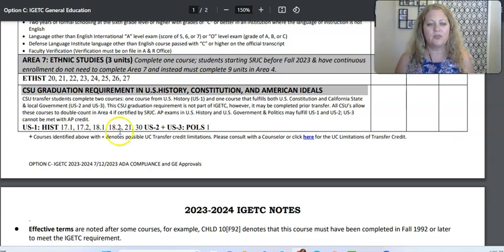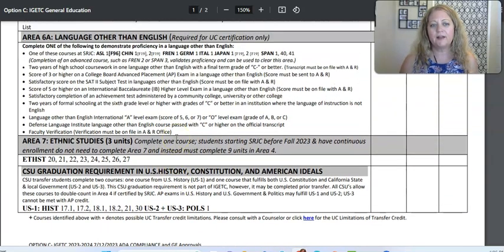Okay, so that is the IGETC pattern that you will want to follow if you are applying to a UC as a low unit major or a high unit major, just depending on how much time you're going to be spending at SRJC.